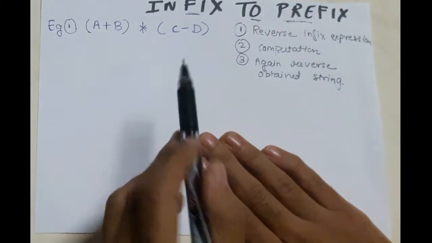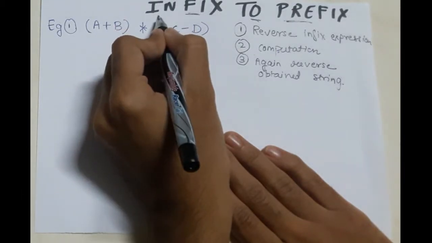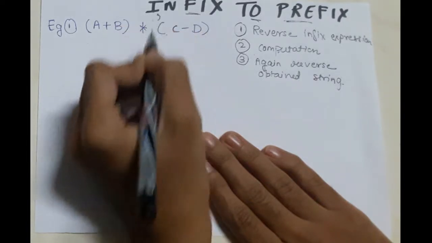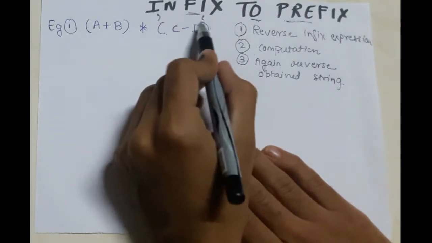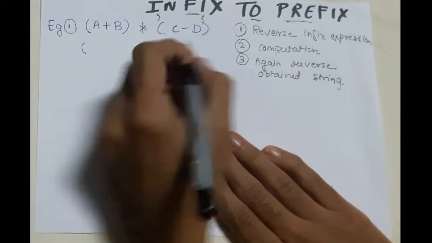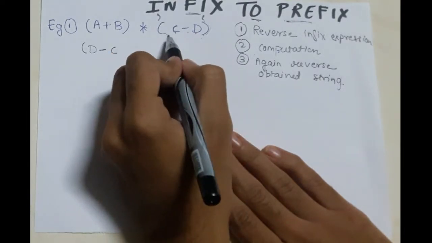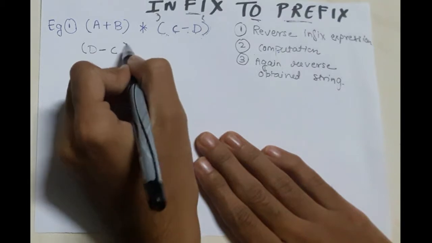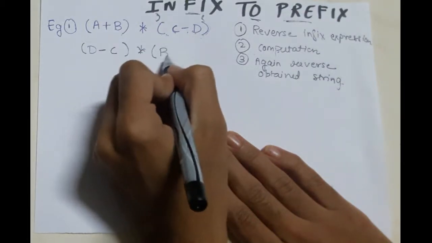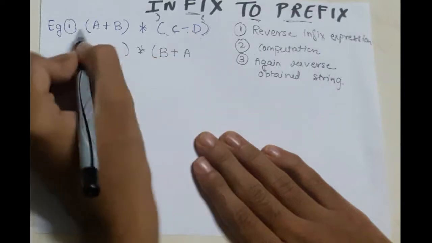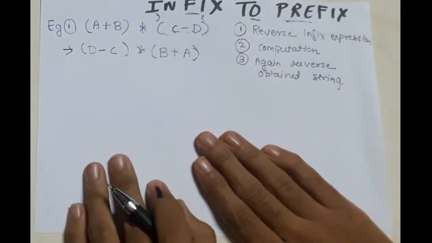Okay. Now while reversing, please remember that you have to replace the opening parenthesis with closing like this. This is opening parenthesis. So we'll replace it by closing and closing parenthesis with opening. Okay. This thing you have to remember. So here it is closing parenthesis. So we'll write here as opening, then D, then minus, then C. After that, opening parenthesis will be replaced by closing, okay, then multiplication, then closing parenthesis will replace by opening, then B, then plus, then A, and then opening will be replaced by closing, okay. So this is the reverse string which we will obtain.